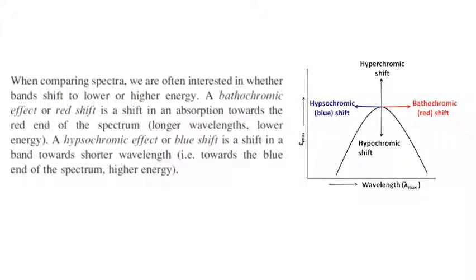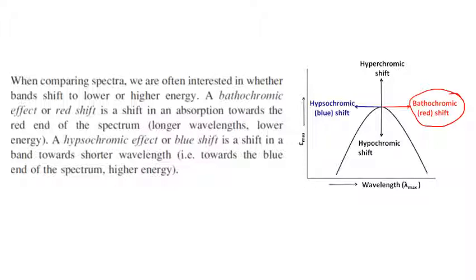Now there is certain terminology you need to know in order to understand UV visible spectroscopy. One of the terms is red shift or bathochromic shift. So what is red shift or bathochromic shift? Here some hypothetical absorption spectra are drawn. When comparing two spectra, we are often interested in whether the band shifts to higher wavelength or lower wavelength, or higher energy or lower energy.